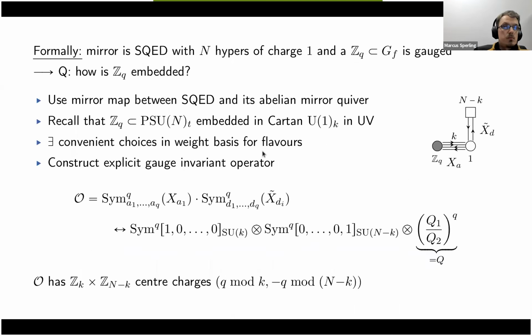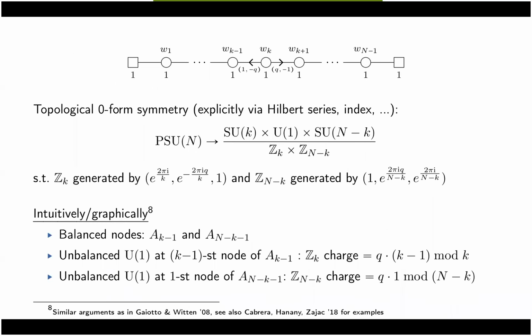Now, in terms of the mirror, you have to play the same game, but now it's a bit more complicated because you need to figure out which Z_Q inside the flavor symmetry you need to gauge. And the way you're going to do it is that you use the mirror map between the parameters of the SQED and its mirror. So the point here is that Gaiotto and Witten told us a long time ago how to compute the enhancement on the Coulomb branch at the level of the algebra. And the point there is to bump that up to understand the global form of the flavor symmetry on the Coulomb branch.